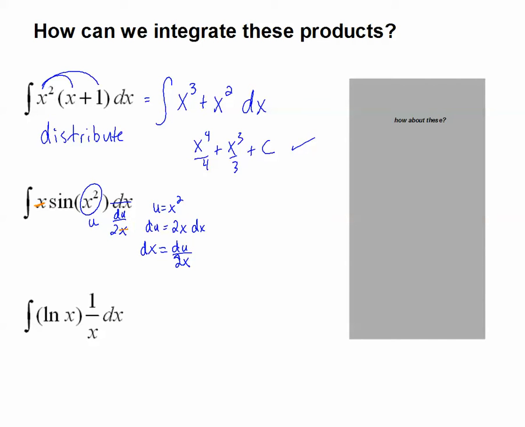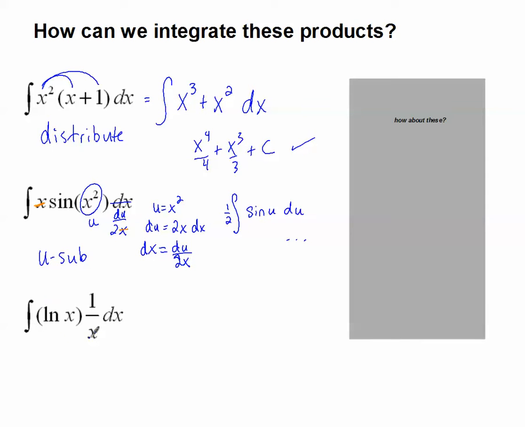Now we don't have a product anymore. We've got the integral, this 2 we can pull out, 1/2 sine of u du. And then we just proceed as normal. So u substitution sometimes takes care of our product.